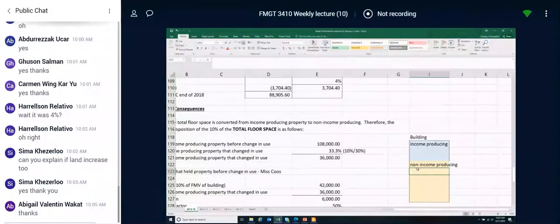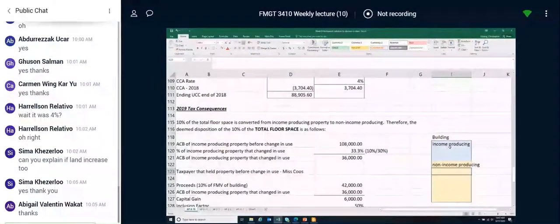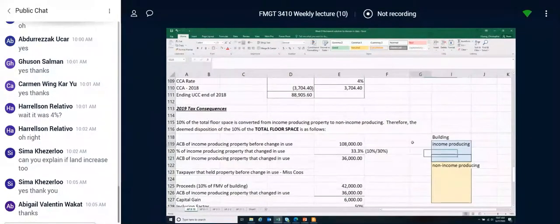Okay. So now they're telling you, hey, 10% of the building. So let's just say it's this piece here. So we're gonna put this in thick border. This portion, 10% change in use. Okay, so 10% of the building is going through a change in use.